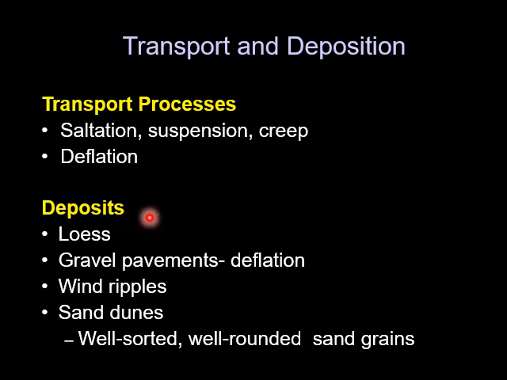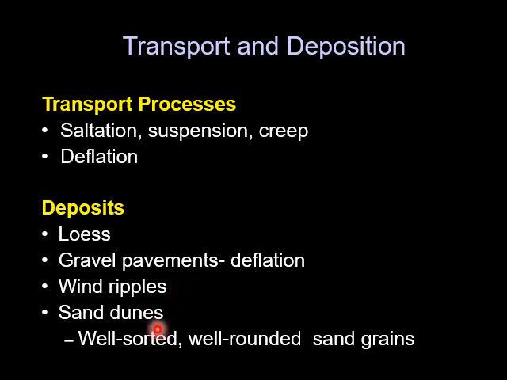Deposits, the fine-grained deposits composed mostly of silt, are called loess deposits. We also call gravel pavements those coarse sediments left behind by deflation. We have spectacular landforms that can be produced due to wind action. That includes sand dunes and wind ripples.